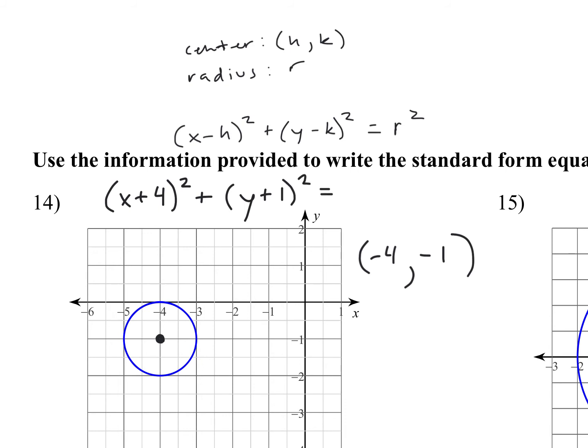And then it's equal to, now we have to figure out what our radius is. So we count how many spaces from the center to the edge of the circle. So our center is at -4, and the end of the circle is at -3. So that would be 1 space. So what is 1 squared? 1. So our radius squared is 1. That's our equation of our circle.